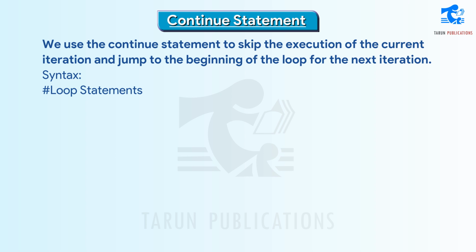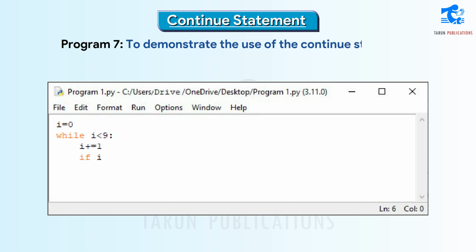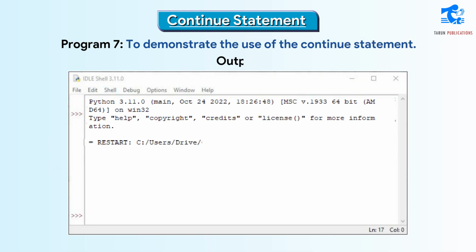Syntax: loop statements, continue, code to be skipped. Program 7. To demonstrate the use of the continue statement. Code. Output.